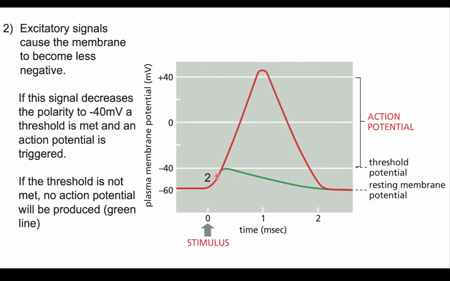However, if it does not meet this threshold potential, an action potential will not fire and the neuron will return to resting potential. And there's no action potential happening. So an action potential is often described as an all or nothing. You hit threshold, an action potential is fired. Even if you become more positive, if you don't hit that threshold potential, no action potential is fired.